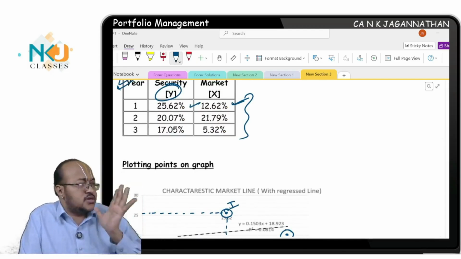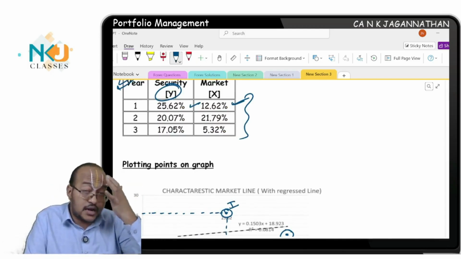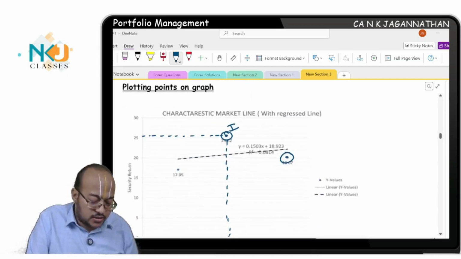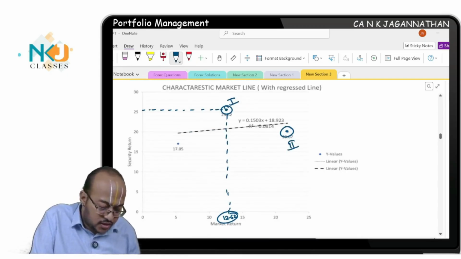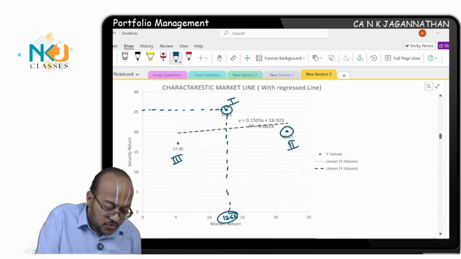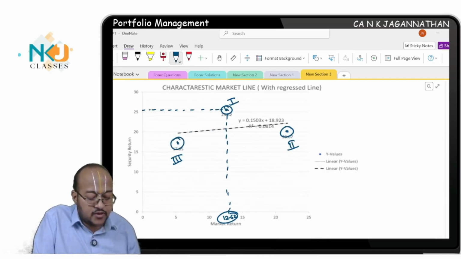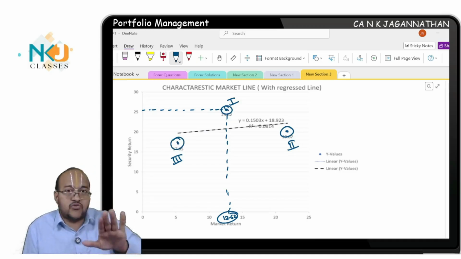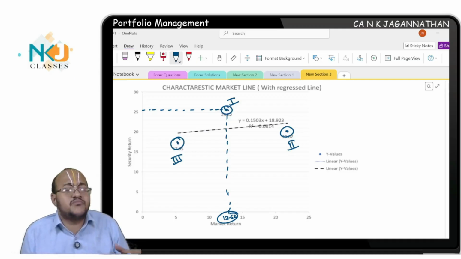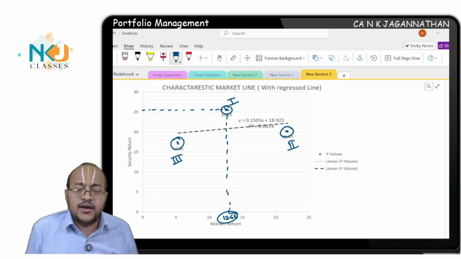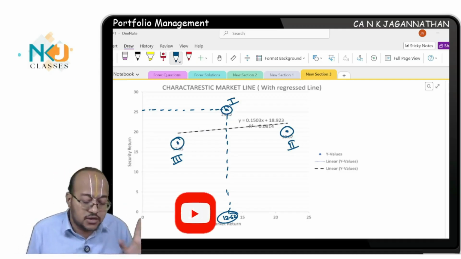I'm just plotting to see whether it is forming a straight line. I'm trying to figure it out. This is the second one, 20.07 and 17.05. If you observe, this is never forming a line. Are you all understanding what I'm trying to say? This is never forming a line. Why is it not forming a line? Very simple. The correlation is not perfect, hence it will never be a line. That is not my issue.